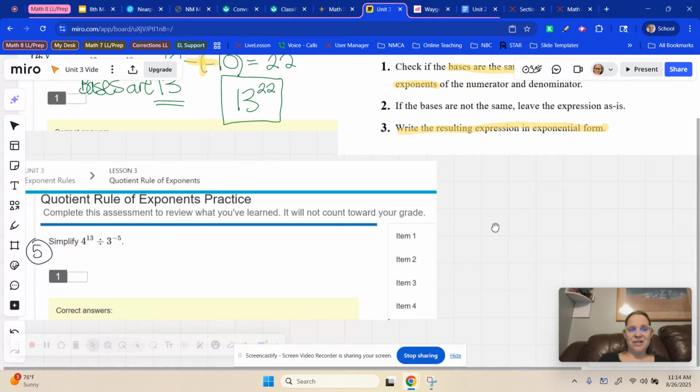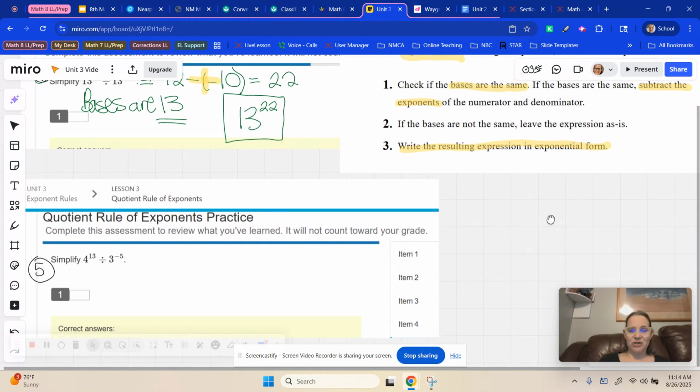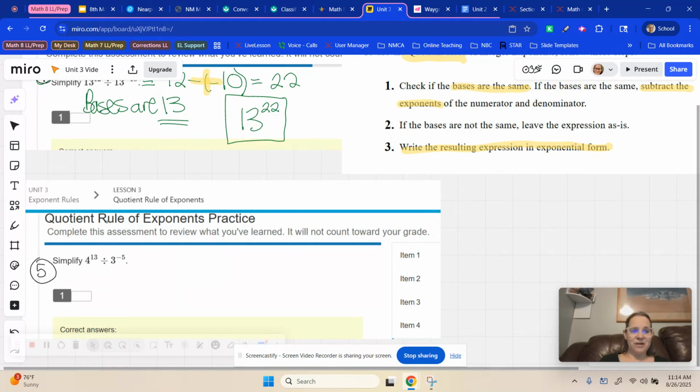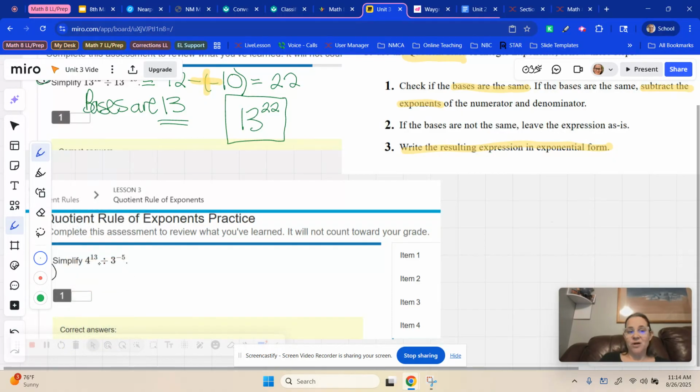All right, let's look at this next one. This next one's a little bit of a trick question. Okay, and again, this is number 5 from your practice. Here it says simplify 4 to the 13th power divided by 3 to the negative 5th power. Okay, I'm going to do step 1 here. Check if the bases are the same. Ours are not. Here one of them is 4 and the other is 3.